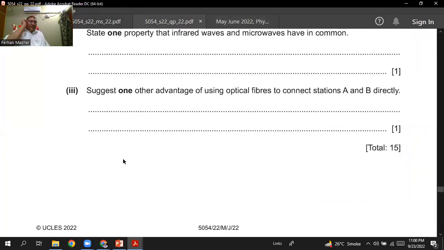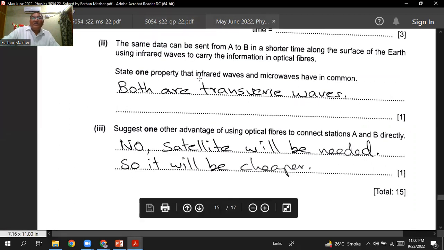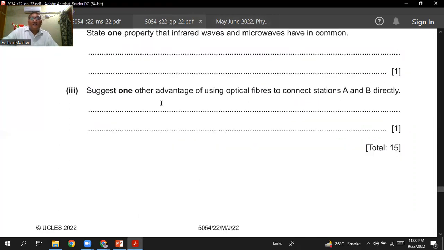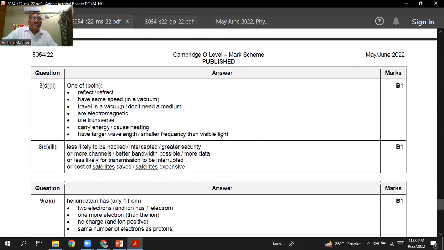Now, state one advantage of using the optical fiber to connect station A and B directly. If you connect A and B with each other with the optical fiber on the ground, one advantage will be you don't have to bear the expense of the satellite. Satellites are very expensive to launch, and to use them is expensive. So you can avoid the expenditure of a satellite. So no satellite will be needed, so it will be cheaper. So we are done with the question number 8.